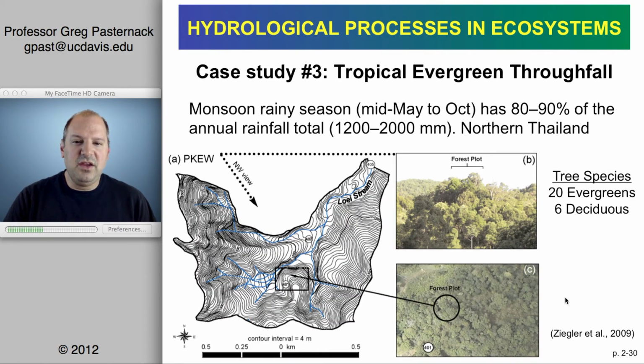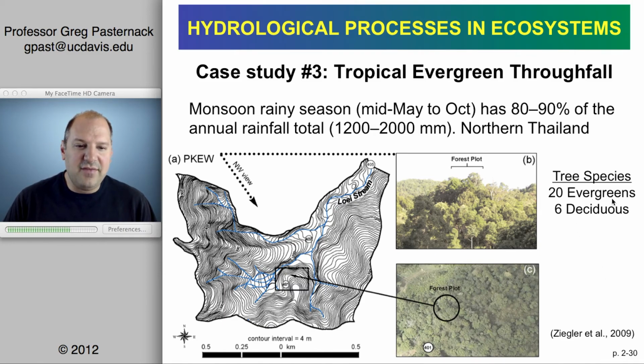Okay, now we're going to shift gears. I don't want to cover too much about the tropics per se, but focusing on different ways of measuring and analyzing these fluxes relative to vegetative parameters. I found a really cool study that just came out a couple years ago that looked in the monsoon rainy season of northern Thailand. And so you have this high seasonality, kind of like we have here in California, but like 1.2 to 2 meters of rain, so that's a huge amount of water compared to what we have here.